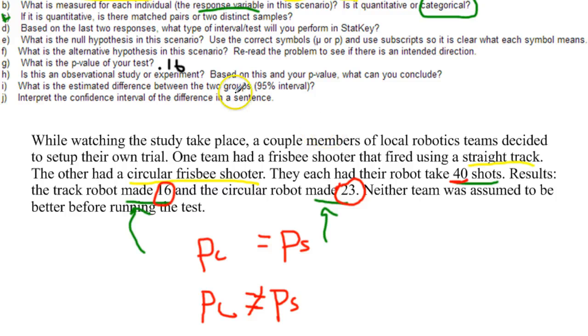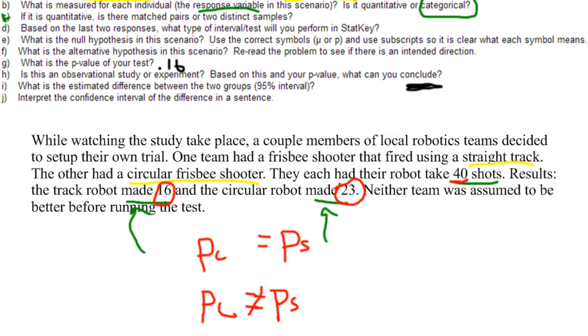But it's effectively irrelevant because we're not going to make any conclusions that there is a difference between the two groups anyways. We're going to say that the two shooters effectively are equal to one another. We cannot find a statistically significant difference between the circular shooter and the straight check shooter. So that really is what we're concluding here, is that there is no statistically significant difference.